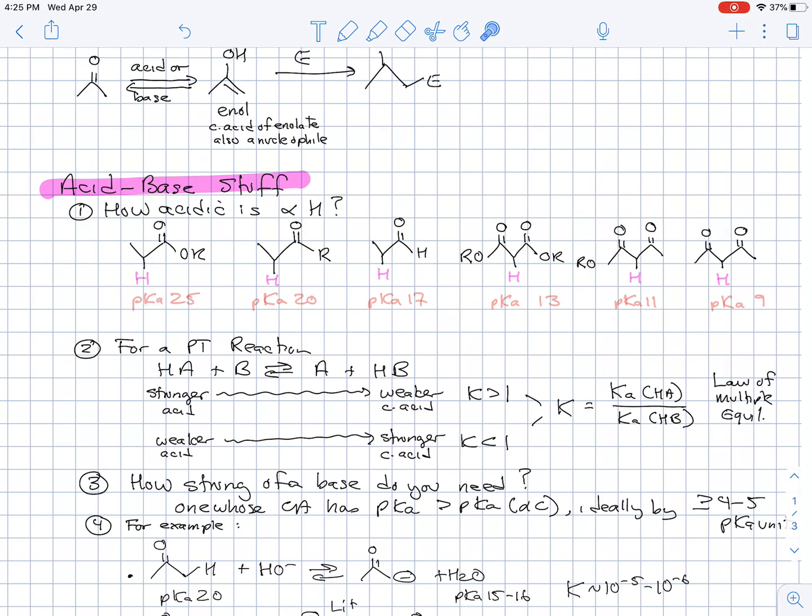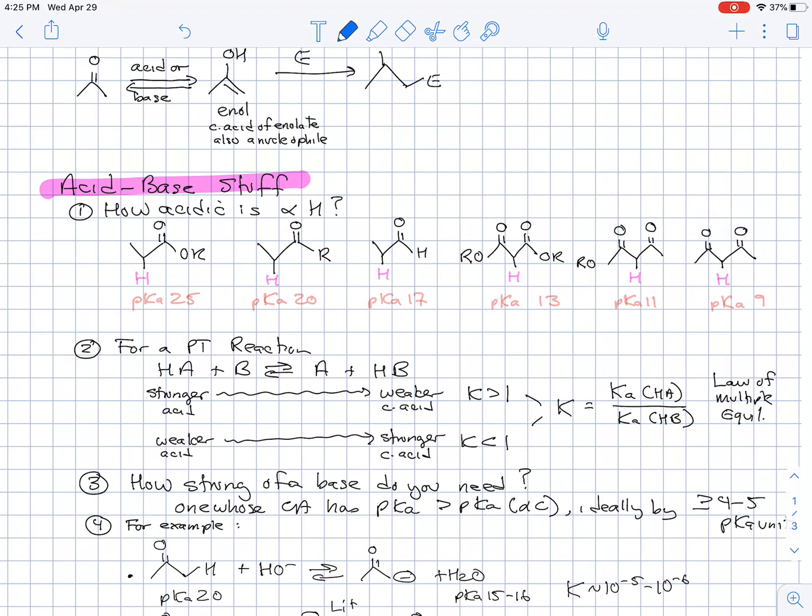So we have a pKa of 25 for being alpha to an ester carbonyl, 20 for being alpha to a ketone carbonyl, 17 for being alpha to an aldehyde carbonyl. And again, all of these resulting enolates can be resonance stabilized.